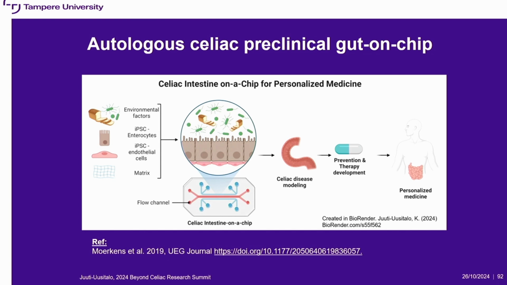Also, immune cells can be derived from iPSCs. Mainly currently the macrophages, but that is possible. And then we can add the environmental factors there, meaning nutrients or the microbiota, and then study the effects which are occurring on the epithelium.